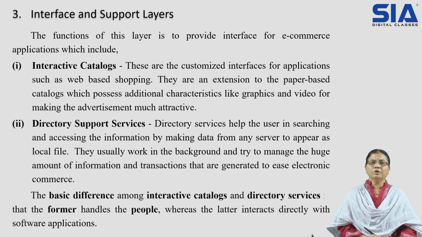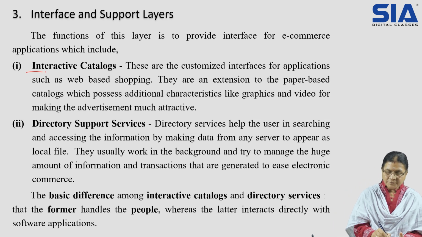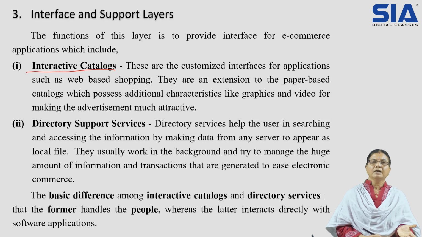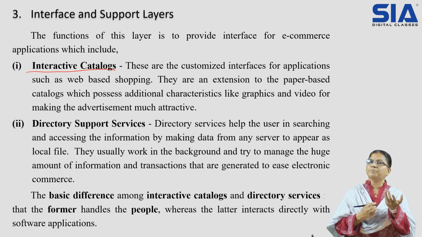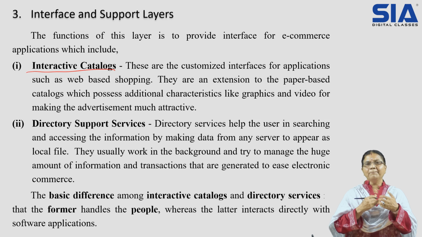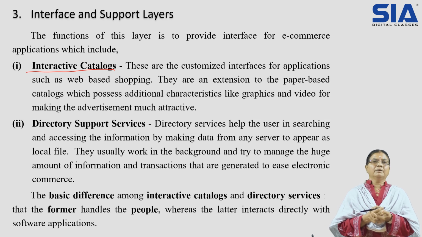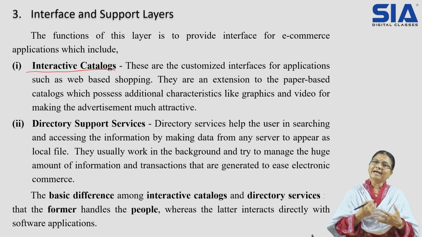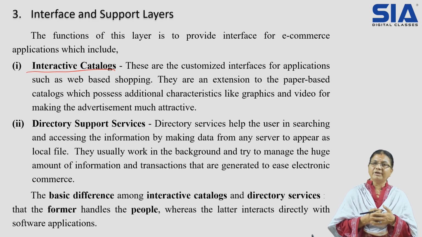Then interface and support layers. The function of this layer is to provide an interface for e-commerce, that is the platform which is helpful for us, and applications that include interactive catalogs. So what is a catalog? A catalog is a document which provides the information related to whatever we require. If it is a product or a service, it gives a complete picture about the organization and the product information, how far the product is useful, where exactly it is available, and the price of it. Everything is available in the catalog.